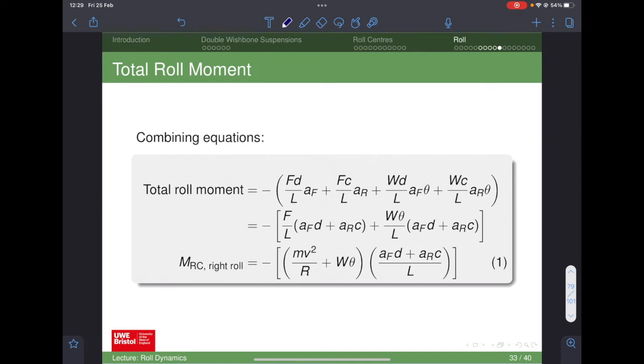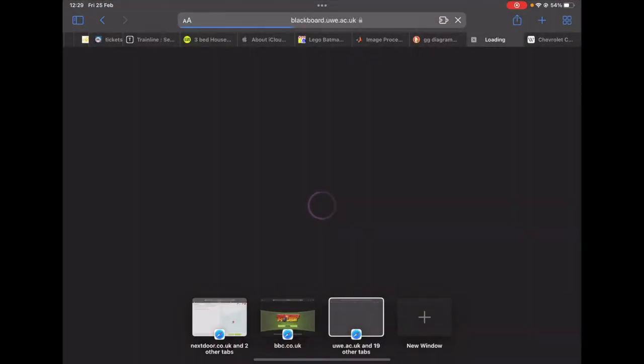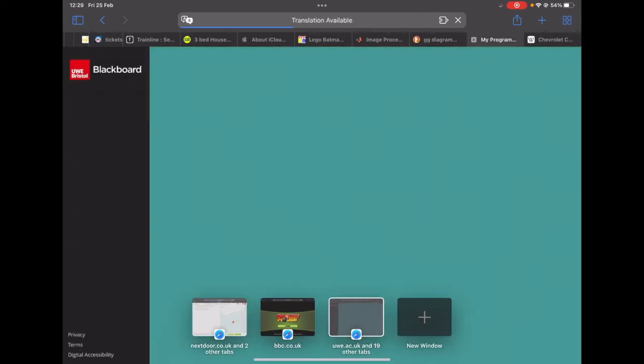Let me see if I... Is it loaded yet? Look. It's getting there, slowly but surely. Oh yeah, look, here we are.